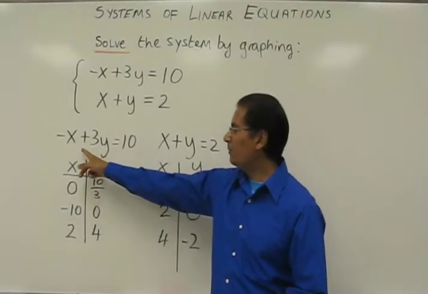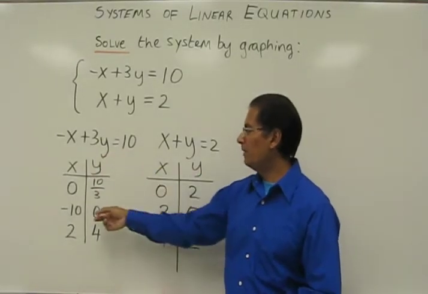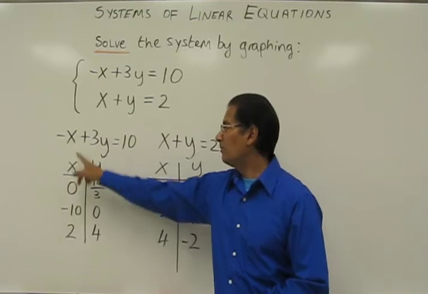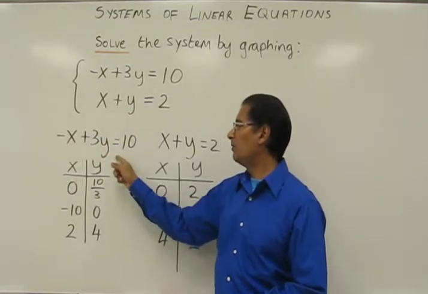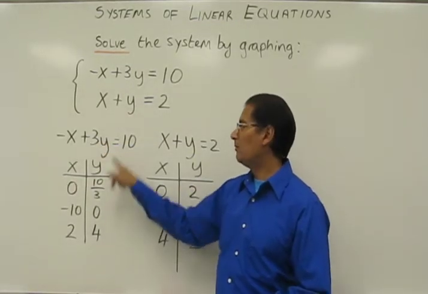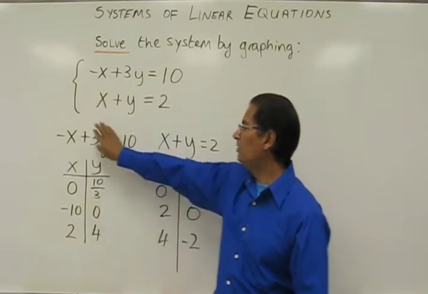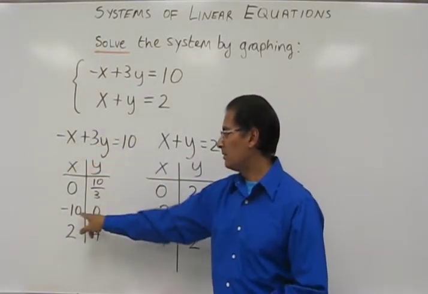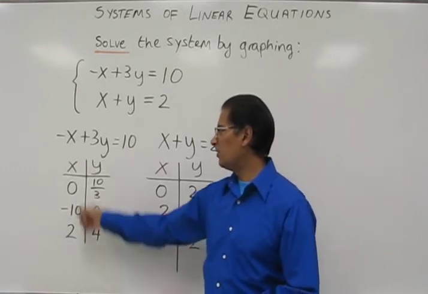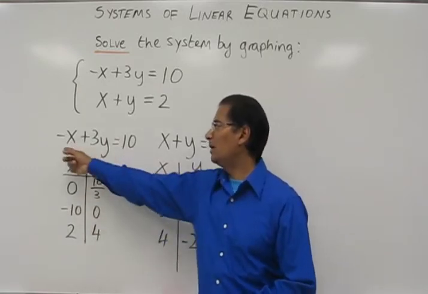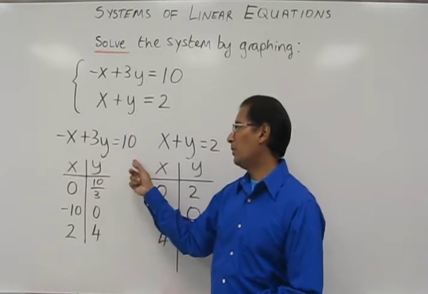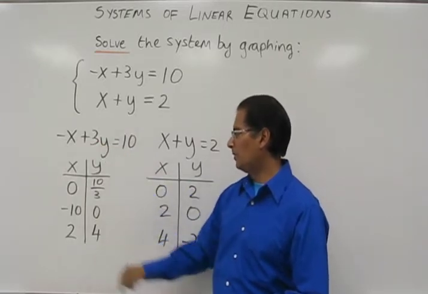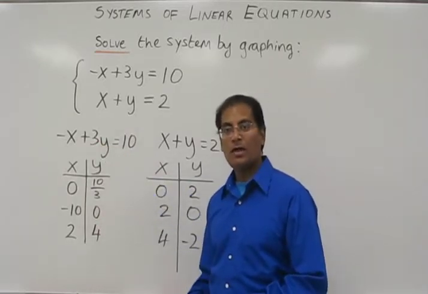The first one is for negative x plus 3y equals 10. If x is 0, y is going to be 10 over 3. And if y is 0, then x is going to be negative 10. And then if x is 2, we get 10 plus 2, move that over, we get 12, divided by 3 is 4. So you could verify these 3 points lie on that line.